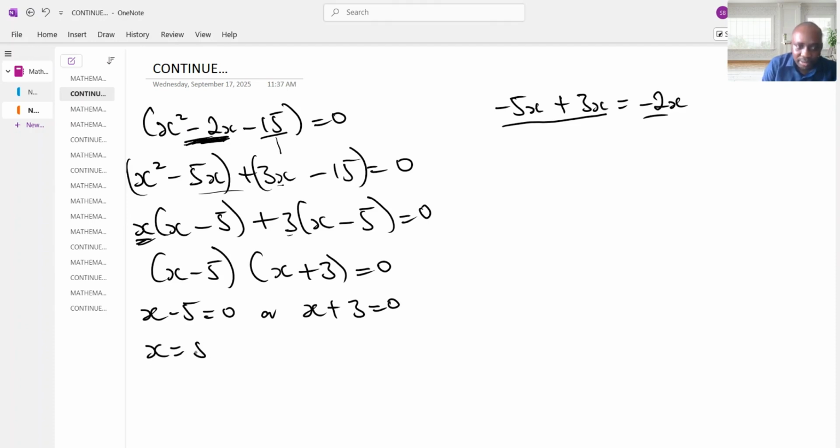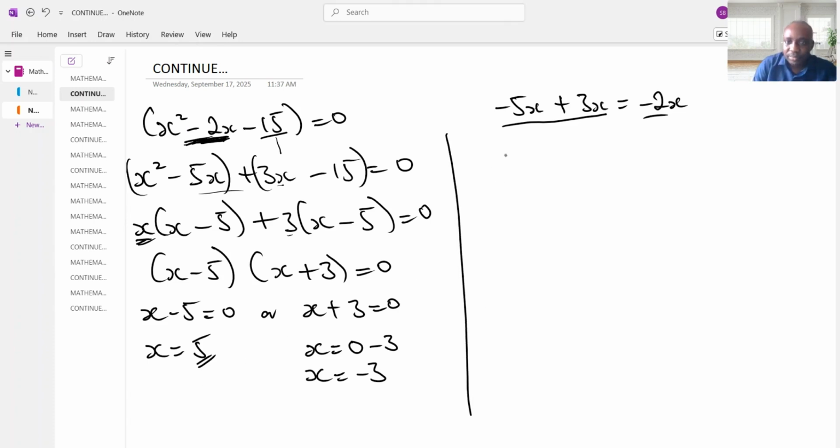Collect like terms. This one will give us positive 5. x equals 5. Why is this one equal to 0? By the time it jumps, 3 changes to minus. x is equal to minus what? Minus 3. And the first one that we used to divide it, which is x minus 2 equals 0, that we used the other time. Therefore, x is equal to what?